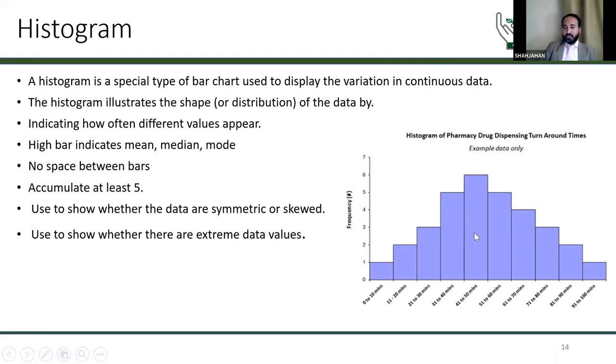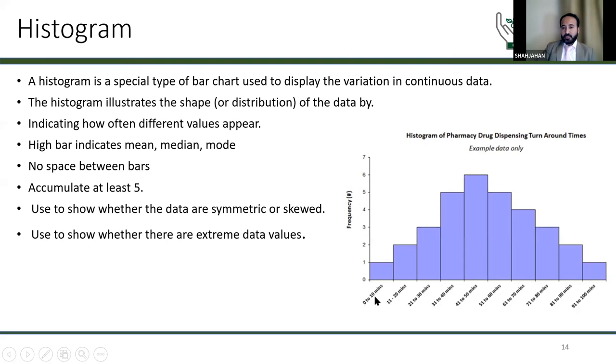So what is the example in this data? The example is showing a histogram of pharmacy drug dispensing turnaround times. So in how many minutes are we dispensing our medication? Here on the y-axis is the frequency of observations, and here on the x-axis is the time.